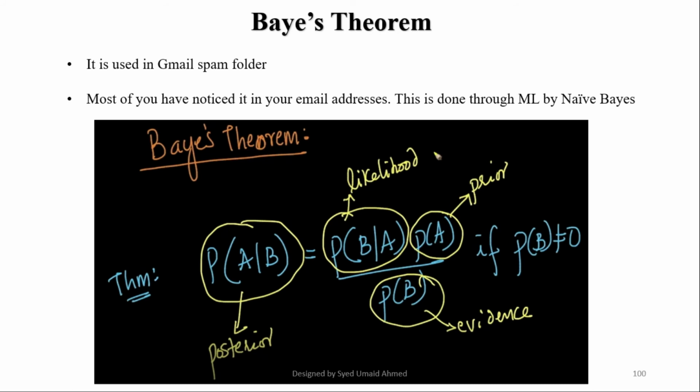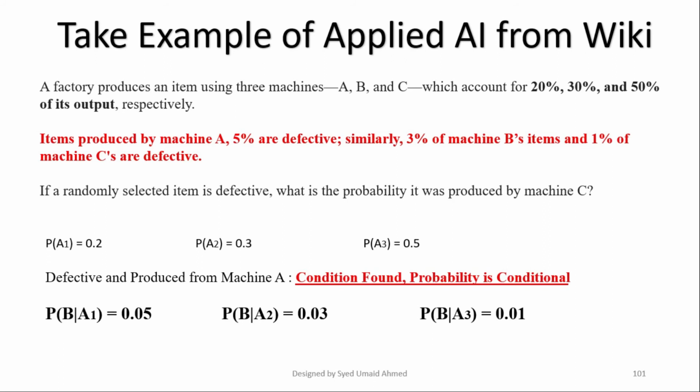So for now you have to know about the conditional probability and how it works, and the Bayes theorem and the formula of Bayes theorem. Let us move towards an example, and this example is taken from Wikipedia and the course of Applied AI, which is downloaded from futurecourse-learning.com.